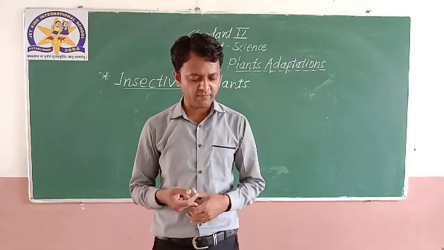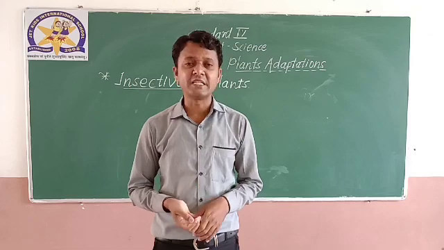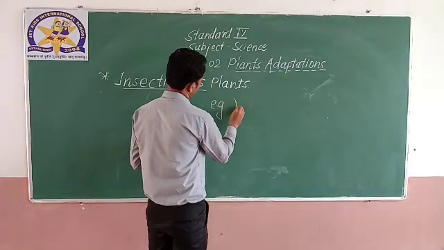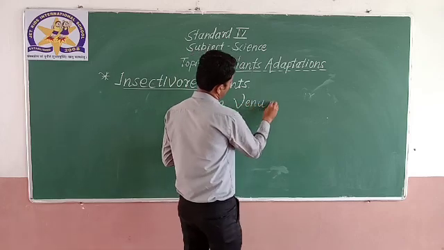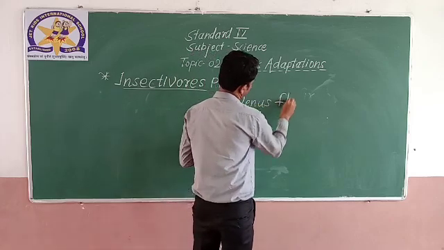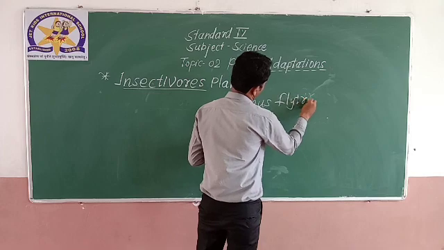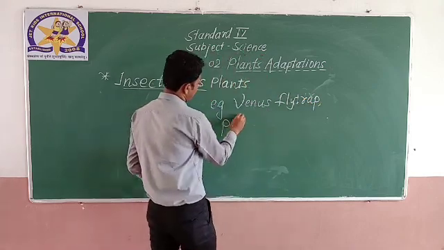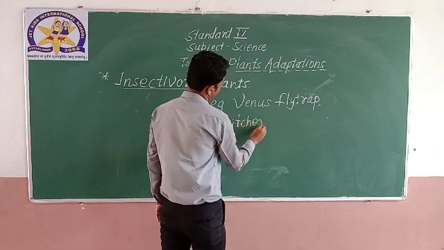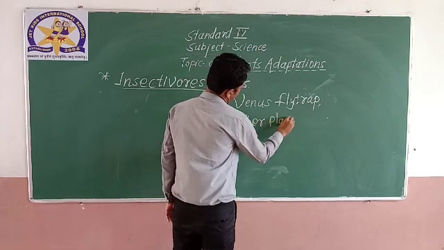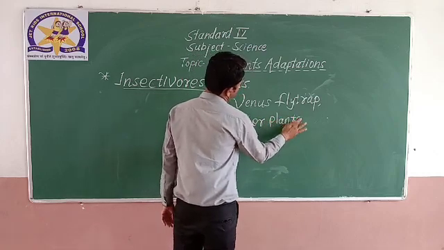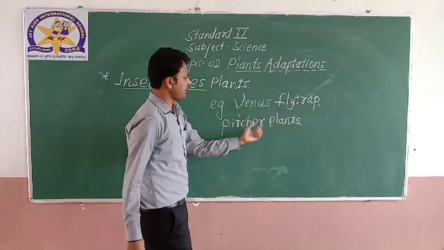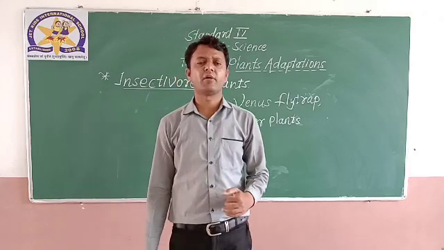For example, Venus flytrap and pitcher plant. Venus flytrap and pitcher plant, these plants depend on insects.